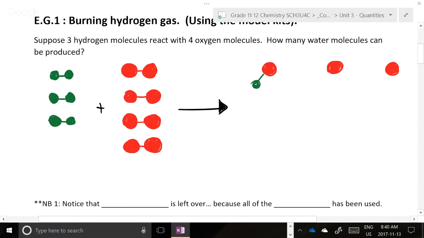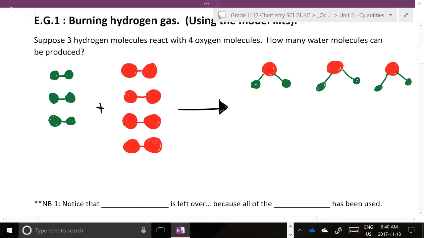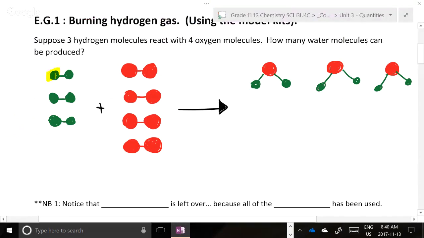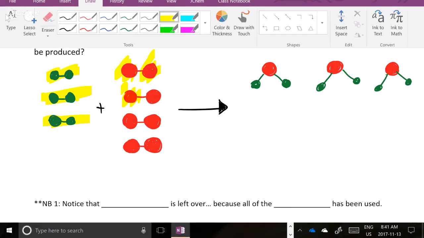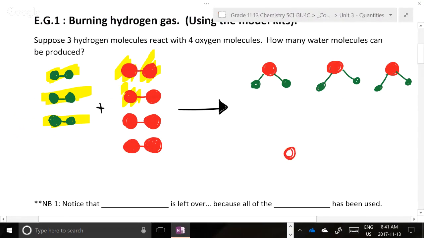And then we would go like this. You think that would have worked for this double bond? I mean, that's not... Okay, so there we go. So those are 3 waters. Now that takes care of those. It takes care of that one, that one, that one. What remains? A lot of oxygen. Yeah, a lot of oxygen remains, doesn't it?